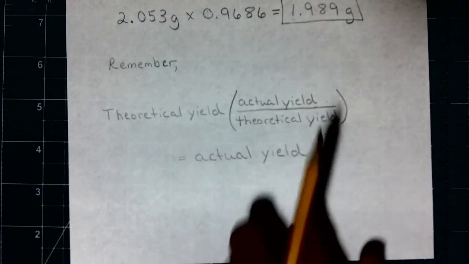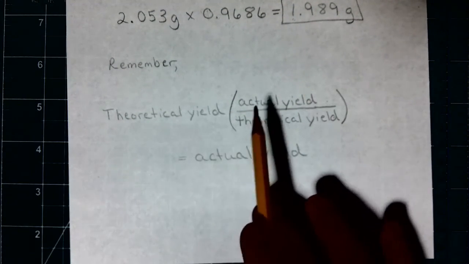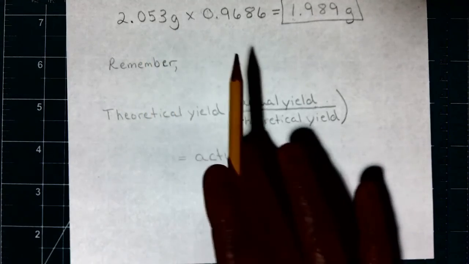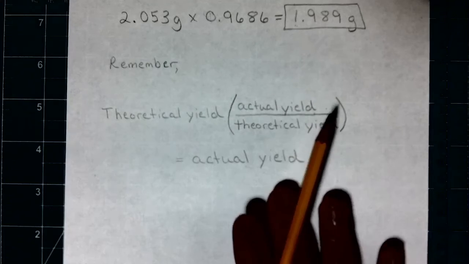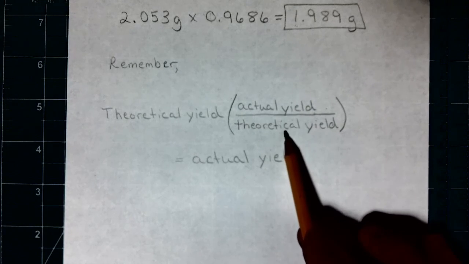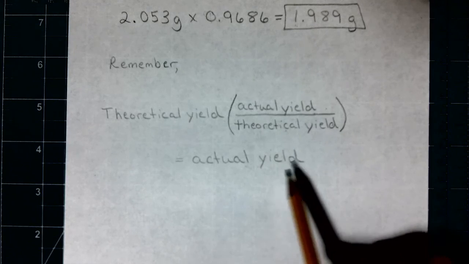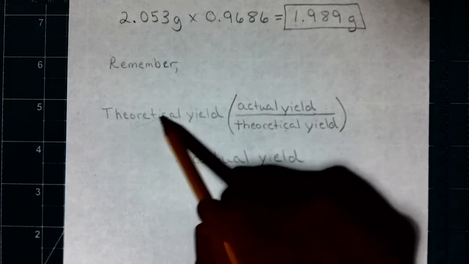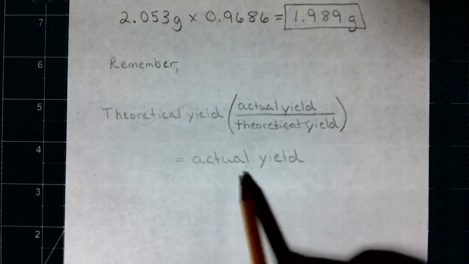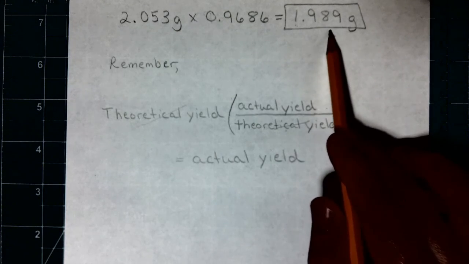And so what we're doing here is we're taking our theoretical yield, this number here, we're multiplying it by this ratio here, actual yield to theoretical yield. And so that cancels our theoretical yield and leaves us with just our actual yield, which would be this value here.